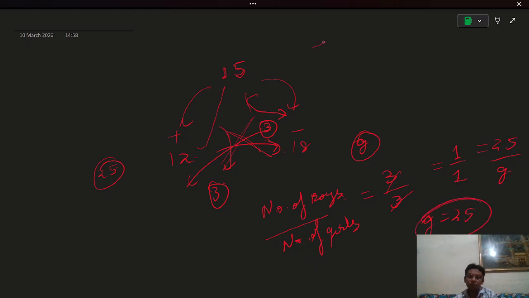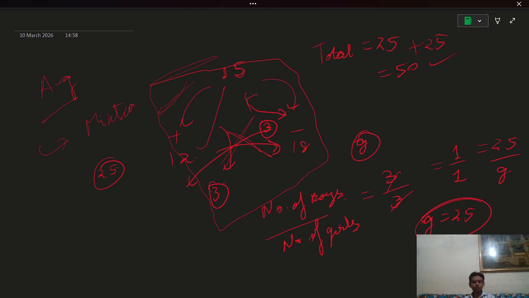So what will be the total number of students? Number of boys plus number of girls, again it will become 50. This is basically purely an alligation concept, highly useful in such types of questions like averages, or if we need to find in mixtures, as well as in profit and loss questions. So this is the concept of alligation.